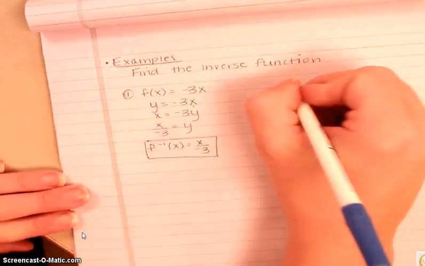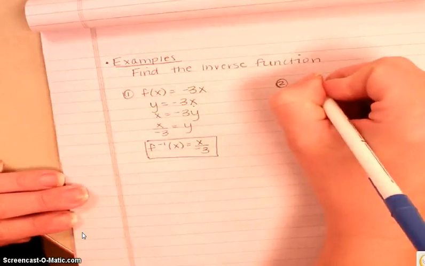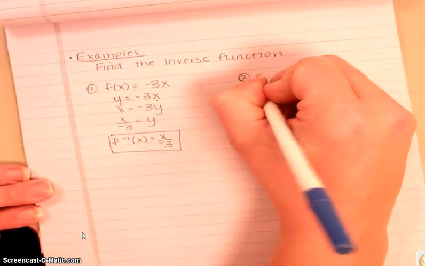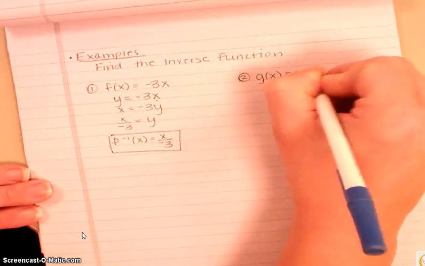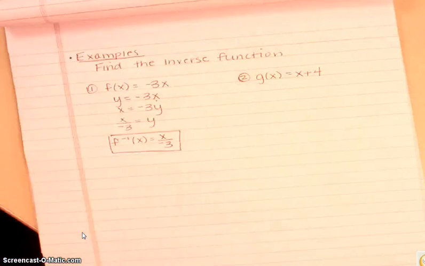Okay, let's try another one. How about, here I'll use a g of x. Remember, you can use g's, you can use h's. F is just kind of our go-to. Okay?